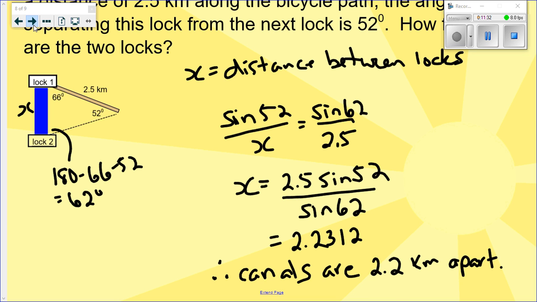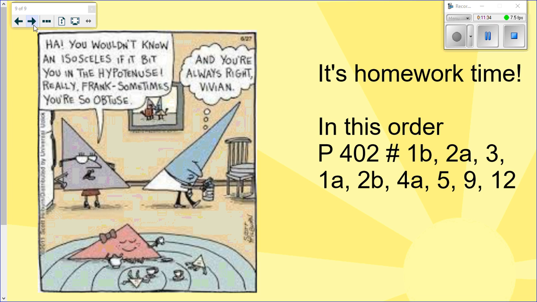Okay, it's homework time. Make sure your answers are always right. Notice in this order, your textbook does some goofy things with its questions, so I kind of try to fix it, but it means I have to do goofy things with how I've laid out the homework. So do it in that order.